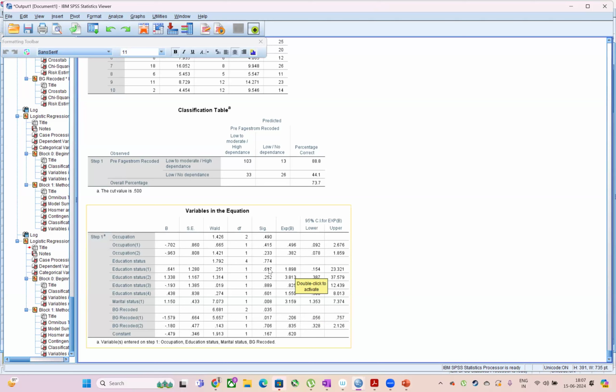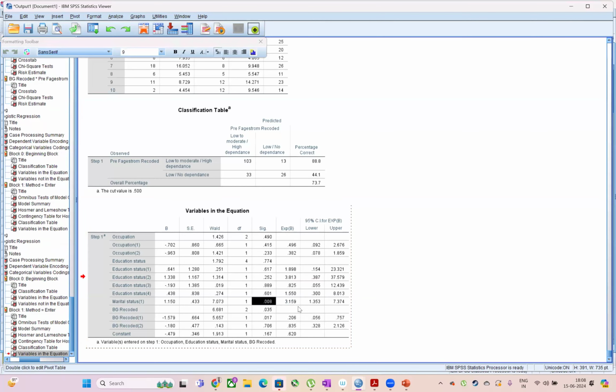So you should always have a look at the p-value. Only if the p-value is significant, look at the odds ratio. Here education is not significant, and occupation is not significant. You look only at the p-value which is significant, then you look at the odds ratio, whether it is risk or protective. Clear, sir?